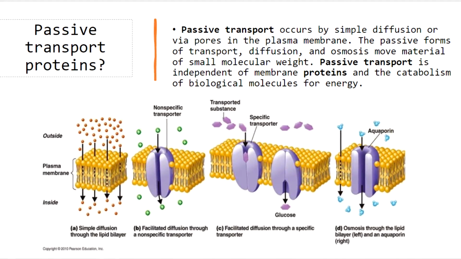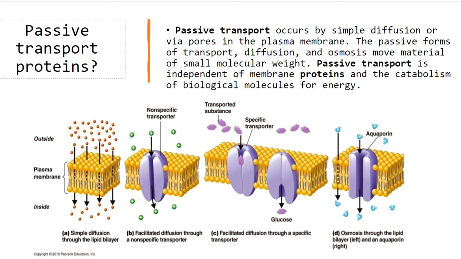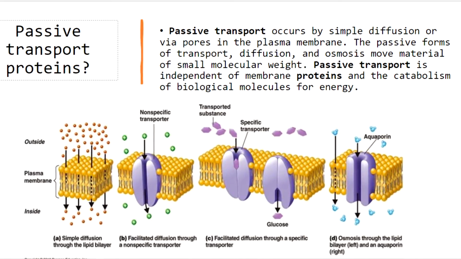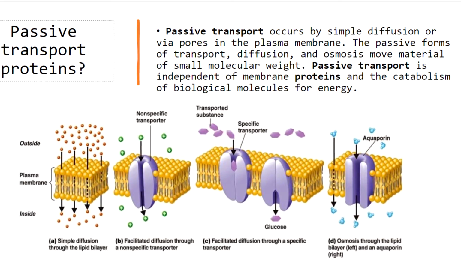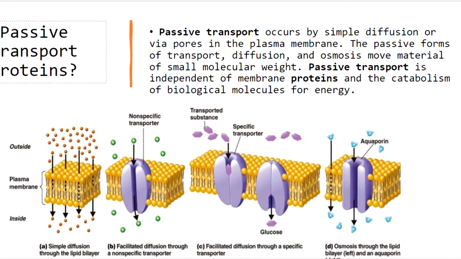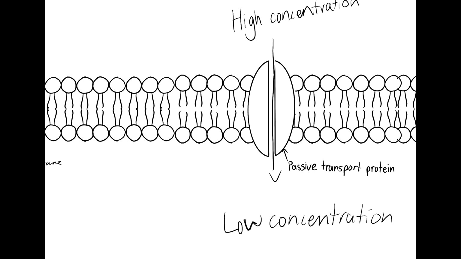The passive forms of transport, diffusion and osmosis, move material of small molecular weight. They're natural, so they're really just a tunnel. There's no force applied, so naturally they don't need any energy. And it flows from high concentration to low concentration. It can't go the other way because there is no energy, so it can really just go from high concentration to low concentration.